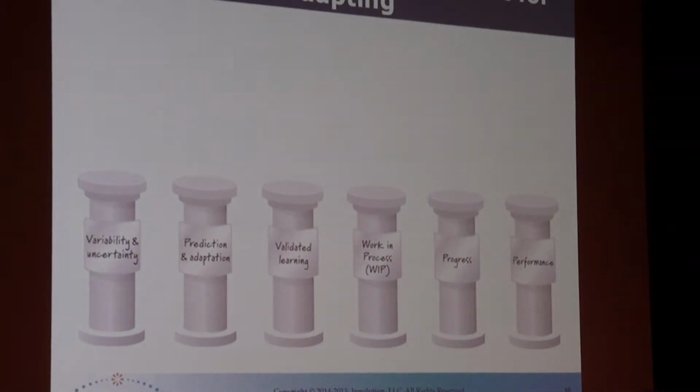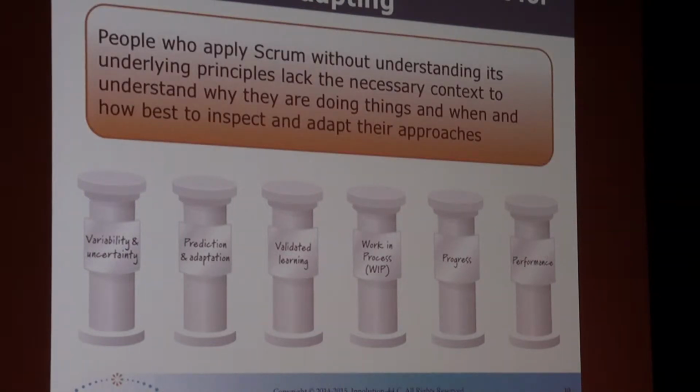All right. By principles, I mean things like these. These are categories of principles that underlie Agile. Right? It's things like variability and uncertainty, prediction and adaptation. I'm not going to go through all of these. If you want a copy of the book, it's chapter 3 that works through all of these in detail. What I'm trying to suggest, though, is if you don't have this understanding in place, then you lack the context for actually applying Scrum in an effective way.